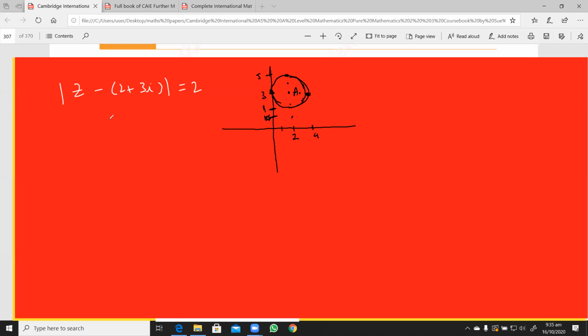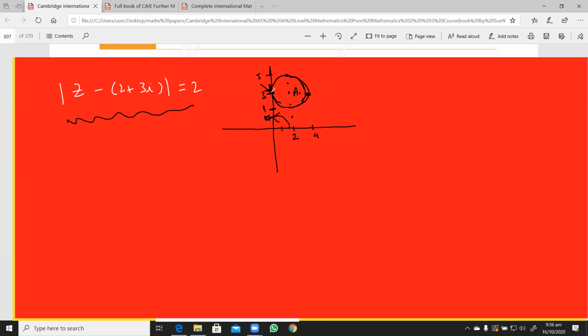If z is such that blah, blah, blah, blah, then what is the maximum argument of z? Can you tell? That is pi by 2, because if z happens to be here, its argument is greatest. Got it? Okay? I'll be giving you the questions related to this locus.